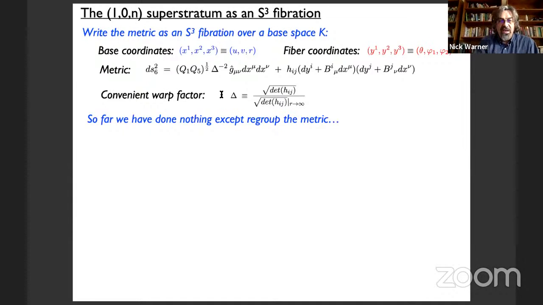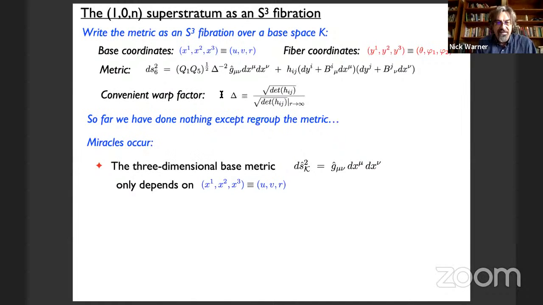But you do this for the (1,0,n) superstratum, and you find there's a miracle. The first miracle is that this three-dimensional metric, once you factor out this thing, only depends on u, v, and r. In principle, it could have depended on all six coordinates, because remember, we've got fluctuating modes that depend on phi 1, and things that depend on theta. So this metric could have depended on every single coordinate in some very complicated way. But the actual solution doesn't depend on phi 2, but okay. The point is, a miracle happens when you do this. You find that this three-dimensional metric only depends on u, v, and r.